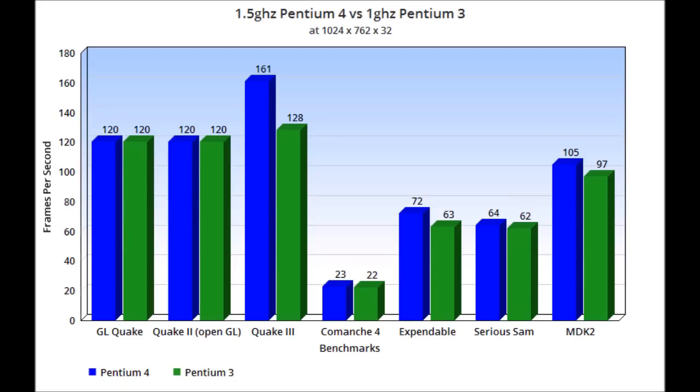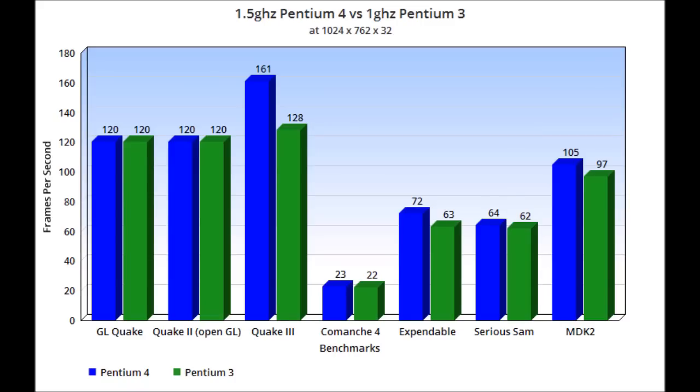Alright, so first off, we have some older games. We have GL Quake and Quake II using the OpenGL driver, and we scored exactly the same. A little weird. There must be some kind of limiter or something we're hitting there. But yeah, we scored the same across the board, 120 frames per second with both systems. Now with Quake III, this is the new one I've added, things are a little bit different here, and we definitely now see an advantage with the Pentium 4. Pretty noticeable. What is that, like 30 frames plus? It's still above 60, so you're not going to really notice, but the Pentium 4 does pull ahead.